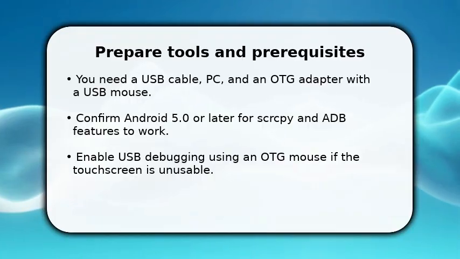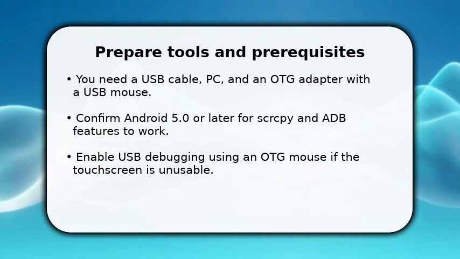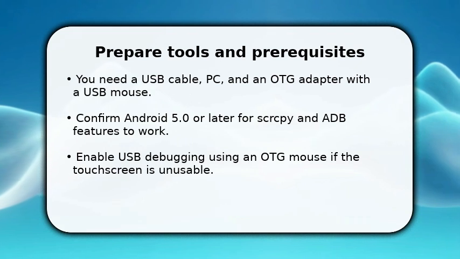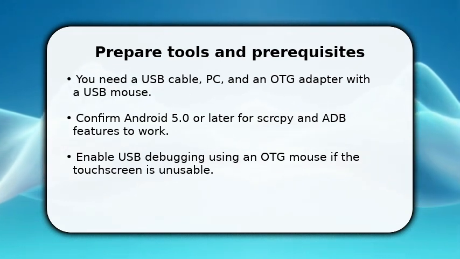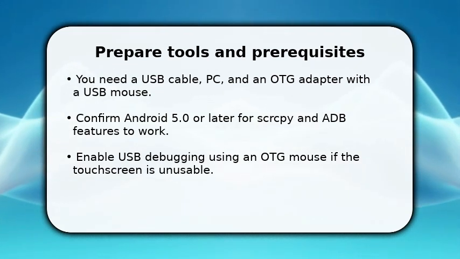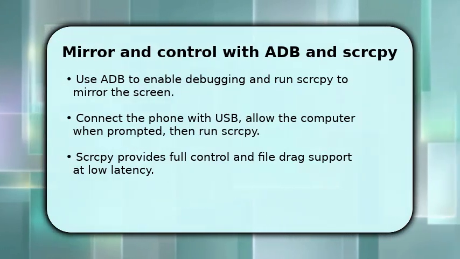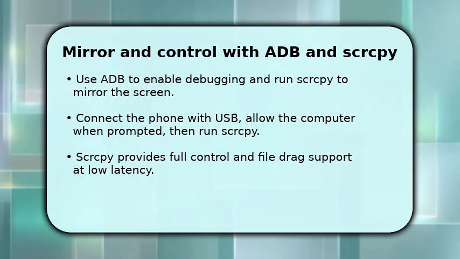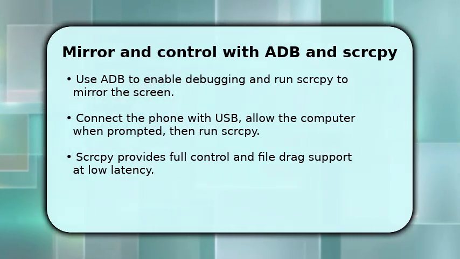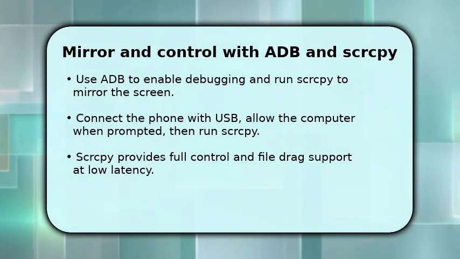Download and install the appropriate Windows drivers for your phone model. Keep a charged battery above 20% before continuing to avoid interruptions. Connect the phone to your PC using the USB cable and ADB tools. If the screen is unusable, use the OTG mouse to unlock and accept the USB debugging dialog.